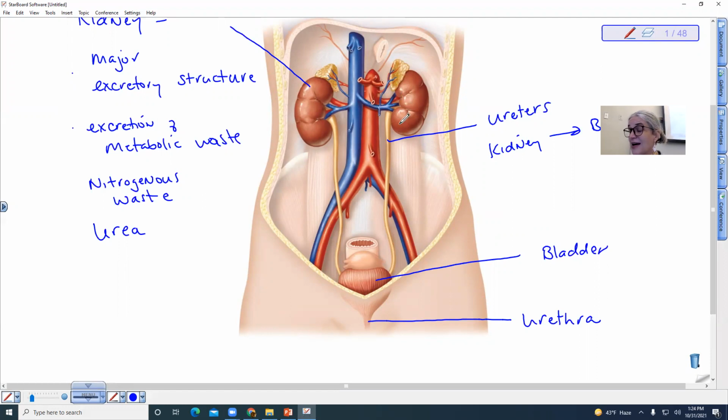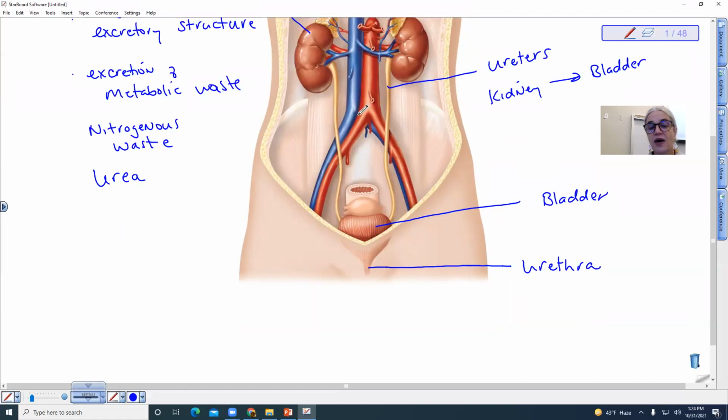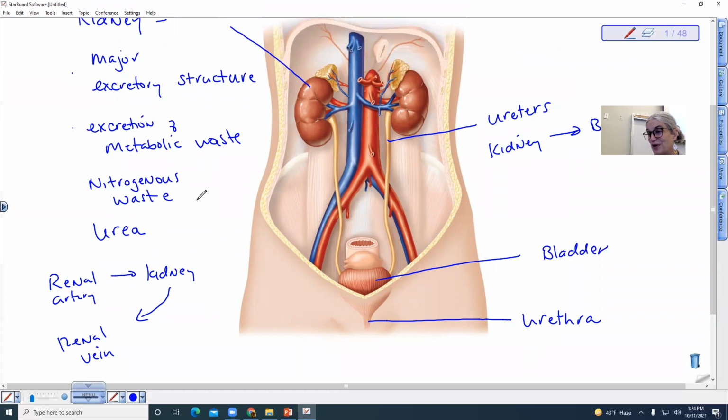So renal is a word like, we remember we talked about hepatic, that means liver. Renal is a word that is associated with the kidney. So we have the renal artery carrying blood to the kidney. And then away from the kidney is my renal vein. So the renal artery would be red and the renal vein would be blue.